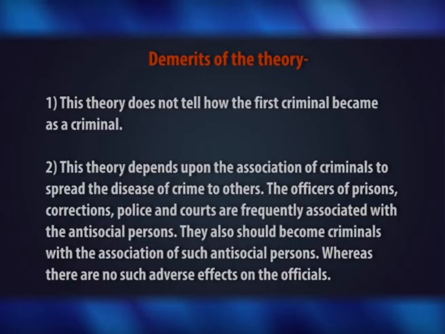However, the critics argue that there are certain demerits in this theory. First, this theory does not tell how the first criminal became a criminal. Second, this theory depends upon the association of criminals to spread the disease of crime to others. The officers of prisons, corrections, police and courts are frequently associated with antisocial persons. They also should become criminals with the association of such antisocial persons, whereas there are no such adverse effects on the officials.